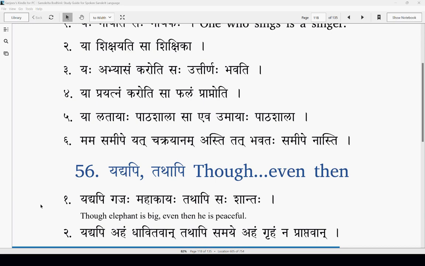Okay, is it used as a Visheshana in number 6? Yeah, in the first part, yat is used as a Visheshana, yat Chakrayanam. Whereas in Asti Tat Bhavatah Samipe Nasti, there is no Vishesha Padam there. Vishesha Padam is understood. And because it is hidden or understood, that tat has to be in the Napusakalinga, because it is referring to Chakrayanam, which is hidden there, not explicitly stated. Yes, thank you.